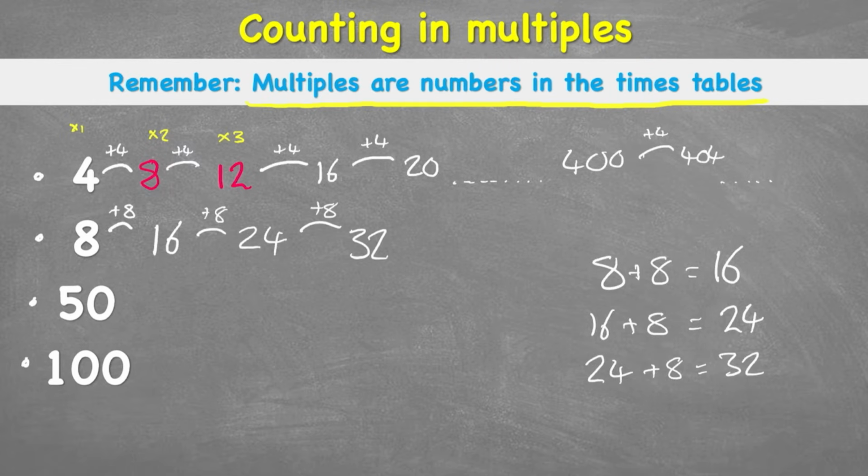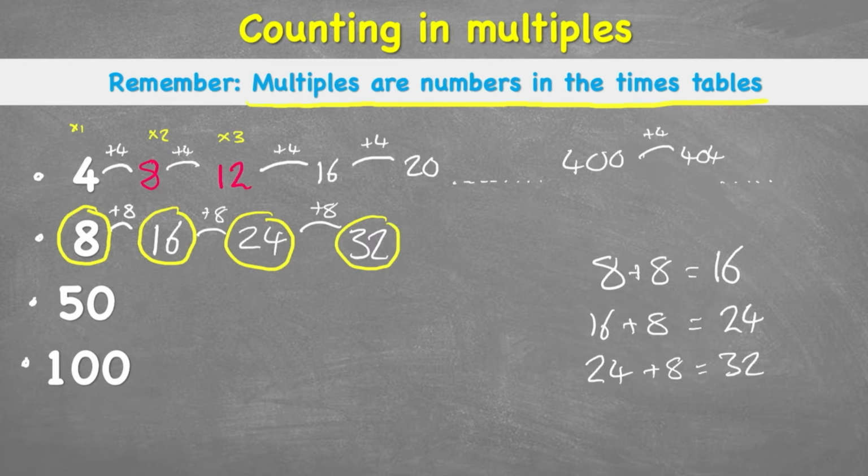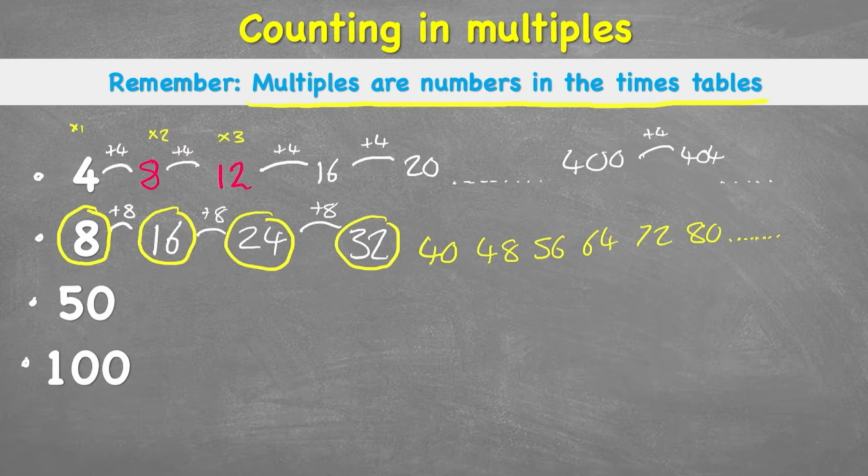So our first four multiples of 8 would be 8, 16, 24, 32, and then our next one would actually be 40, then 48, 56, 64, 72 and 80. But remember, we can go on forever. There is no end.